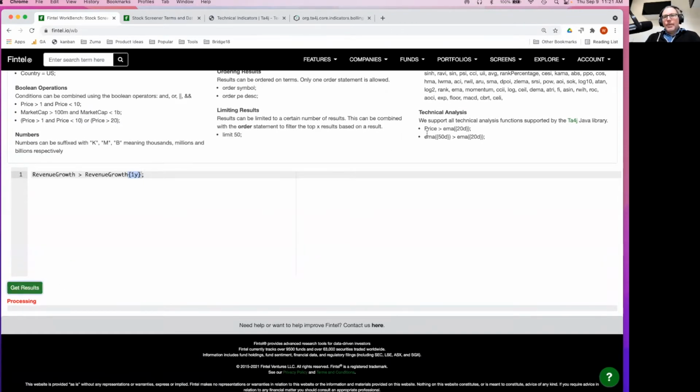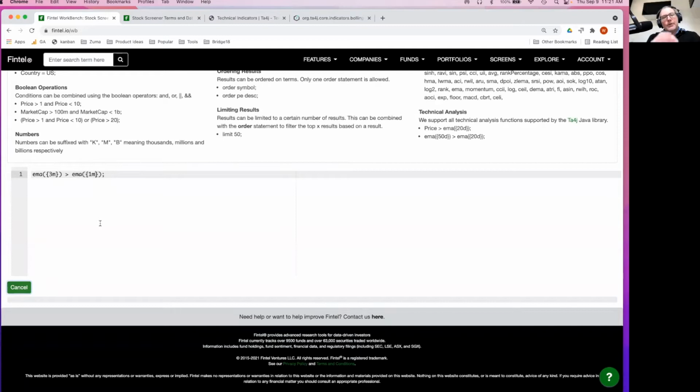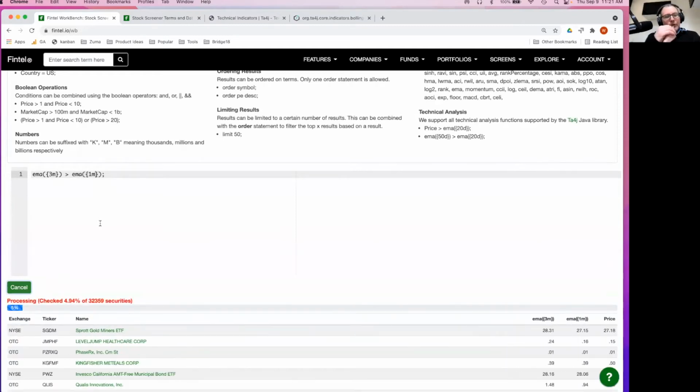A lot of people, whenever they talk about technical analysis, talk about using days and so forth. You could say an EMA of 20 days. EMA 20 is typically 20 periods in a trading month. You could actually say 1 month instead, or 3 months and 1 month, which is more calendar dates oriented rather than trading days.